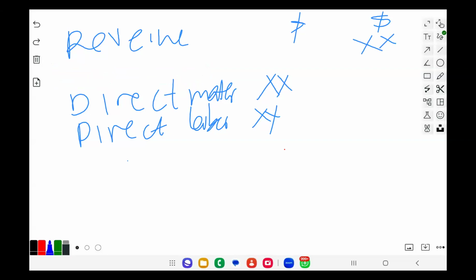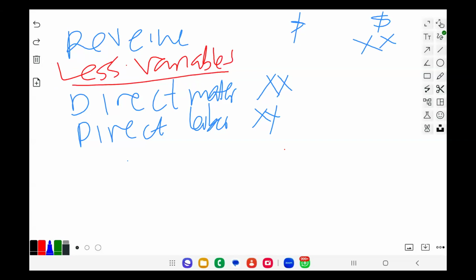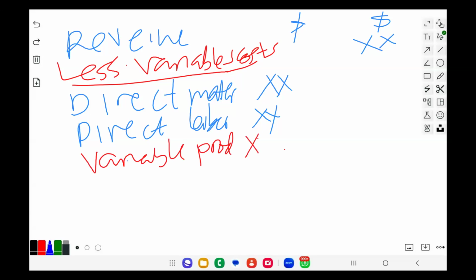So let's say less the variable production costs, or less marginal costs, which is the same thing. When you have the direct material costs and the direct labor costs, you will have to consolidate these and also add the variable production overhead.